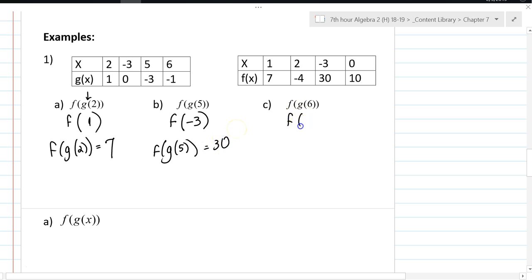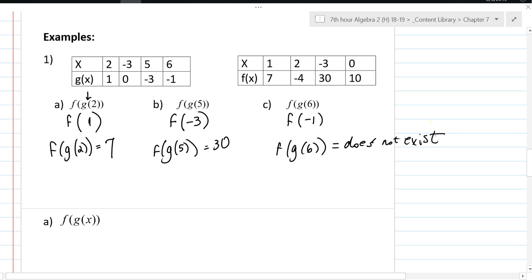And lastly, we're going to find f of g of 6. We start on the inner function, find g of 6. I go to the table and see g of 6 is negative 1. If I go to the table called f, I see that f of negative 1 does not exist. Negative 1 is a member of the range of g, but negative 1 is not a member of the domain of f. Notice that. And so that's why that composition does not exist. F of g of 6 does not exist.